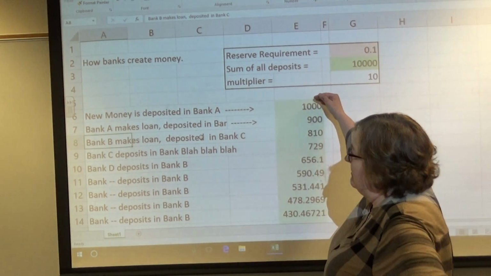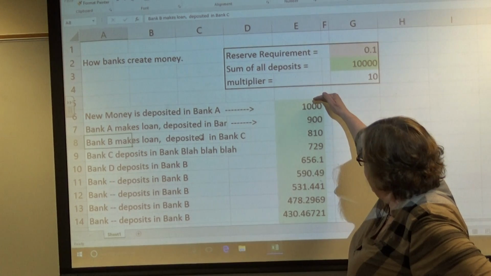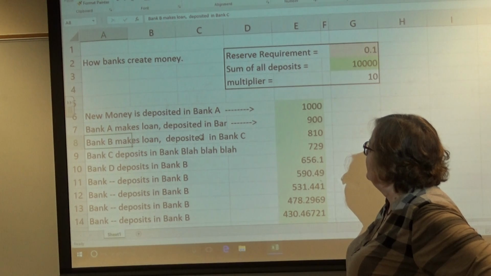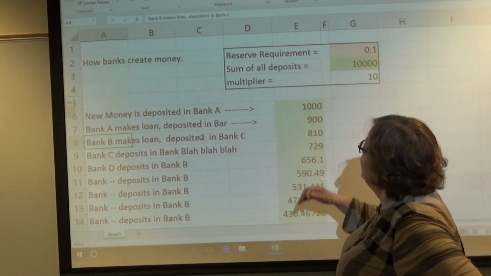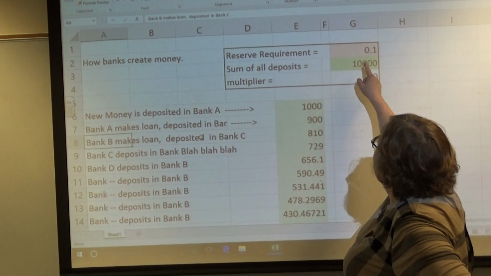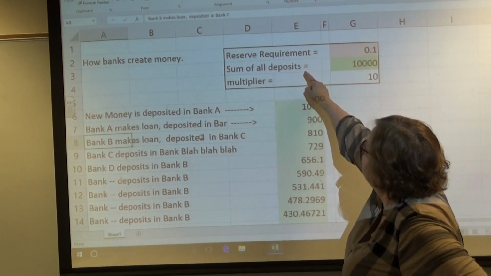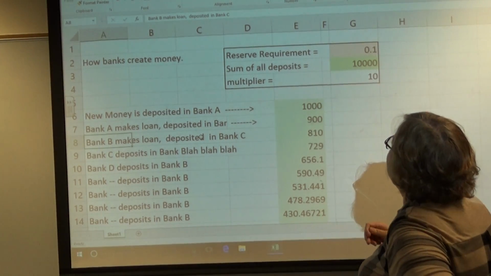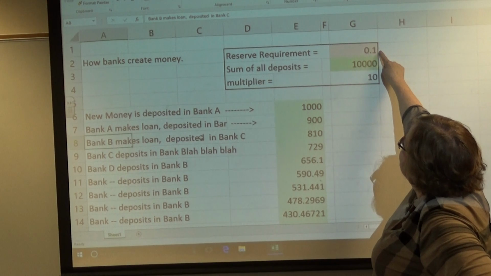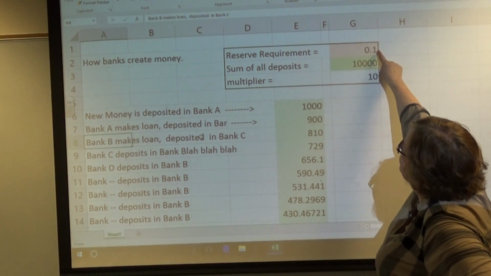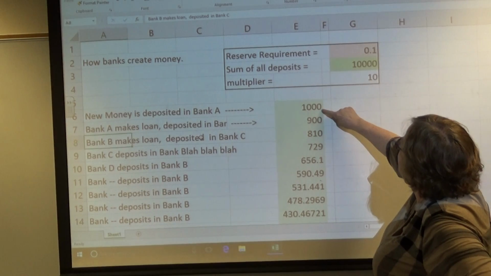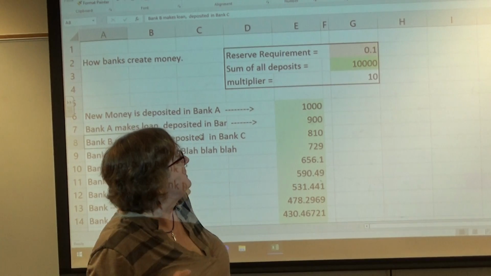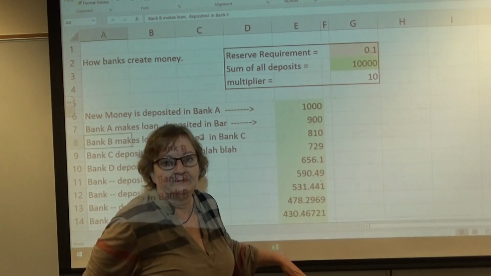There's an easier way. I mean, we will come up with the same answer if I take the sum of all these columns and find it. We'll get the same answer as if we actually used a formula here. But first of all, with a 10% reserve requirement, $1,000 will turn into $10,000 of new money. $1,000 will turn into $10,000 of new money.